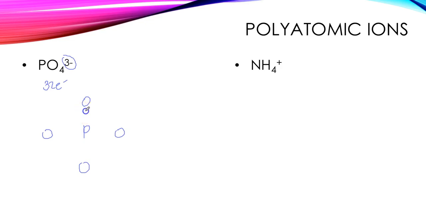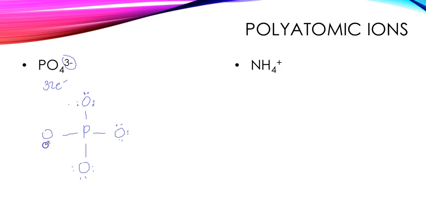So if I start with single bonds between the phosphorus and each oxygen, that accounts for 8 electrons. And that gives phosphorus an octet. But each oxygen, of course, only has 2. But if I put 3 lone pairs around each oxygen, it's going to take me a little while to draw them all in, but that's okay. I'm going to end up accounting for all 32 electrons.